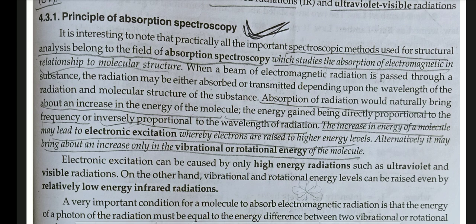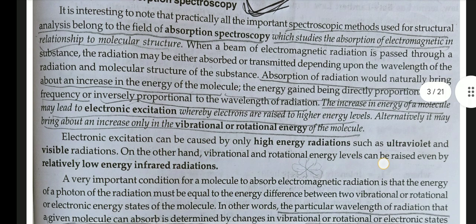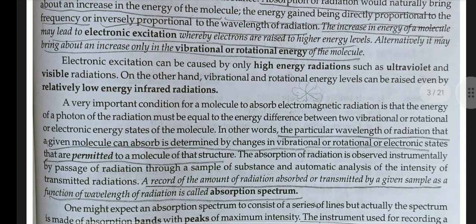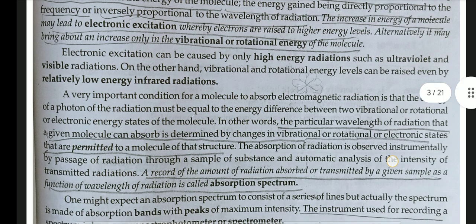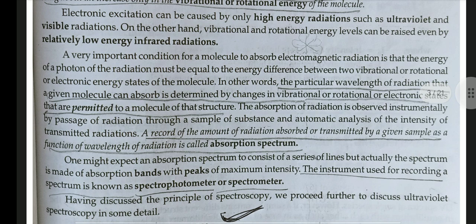The increase in energy of a molecule may lead to electronic excitation, whereby electrons are raised to higher energy levels. Alternatively, it may bring about an increase in the vibrational or rotational energy of the molecule. A very important condition for a molecule to absorb electromagnetic radiation is that the energy of a photon of the radiation must be equal to the energy difference between two vibrational or rotational or electronic energy states of the molecule. In other words, the particular wavelength of a radiation that a given molecule can absorb is determined by changes in vibrational or rotational or electronic states that are permitted to a molecule of that structure.